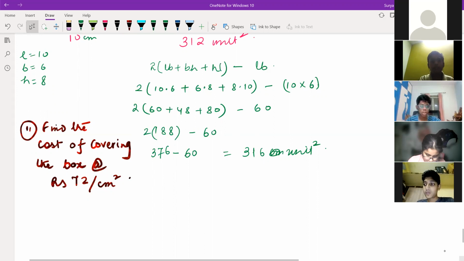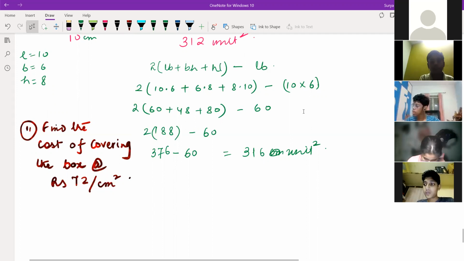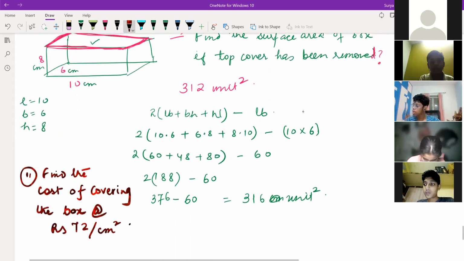Sir, the 316 which you got here is cubic centimeters, no, sir? Yeah, 316 is centimeter square only. Centimeters square only, yes. If you are having centimeter here, we got 316 centimeter square. Okay.